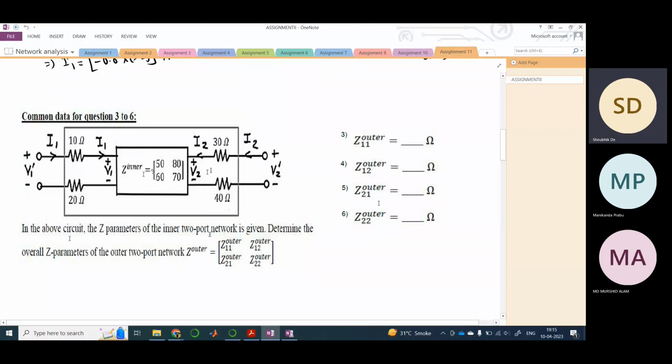So let's start. Basically, we need to write the KVL equation for this mesh here, and also the KVL equation for this mesh here.